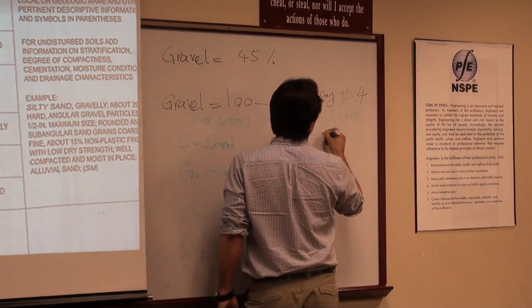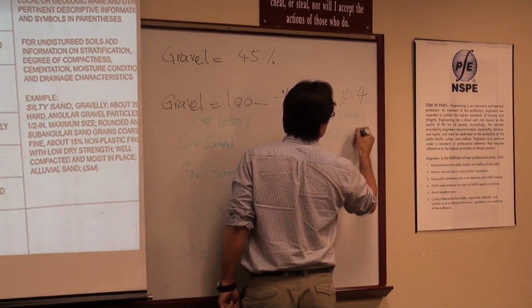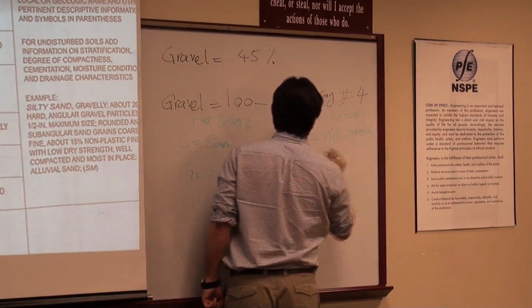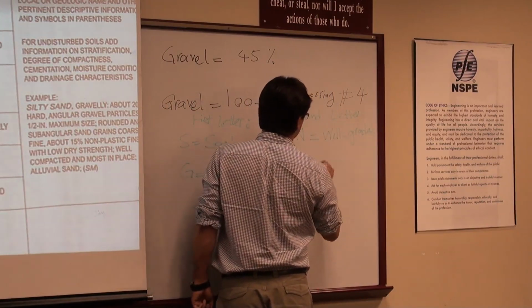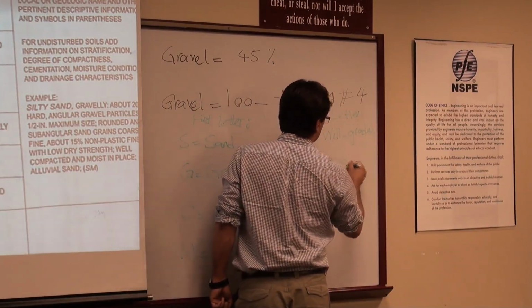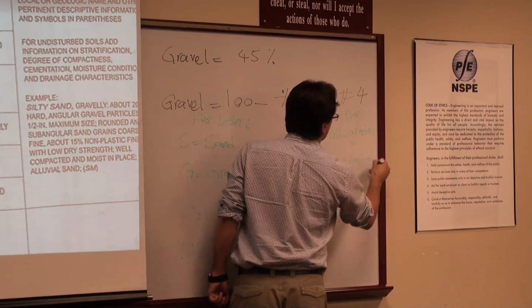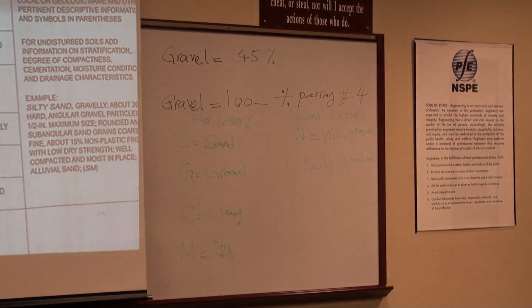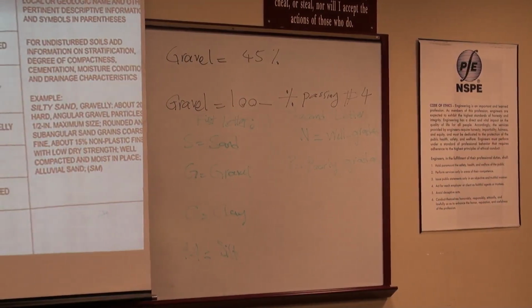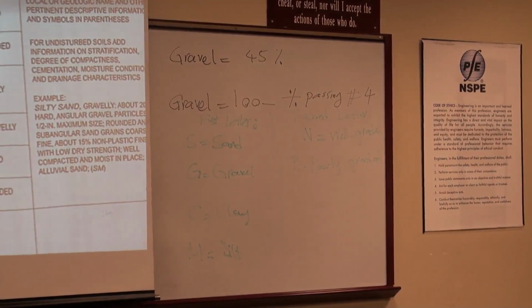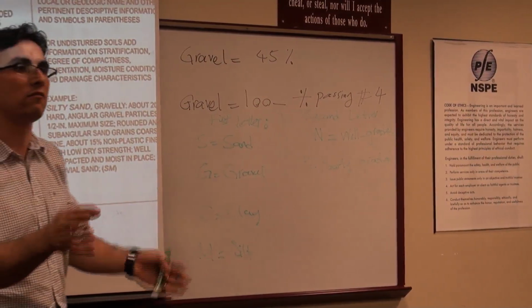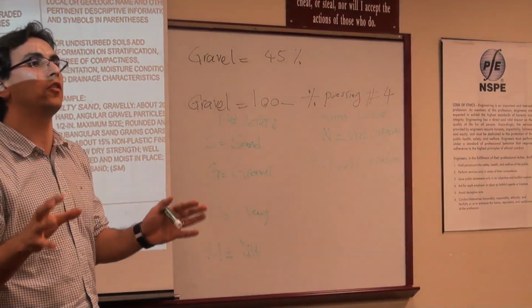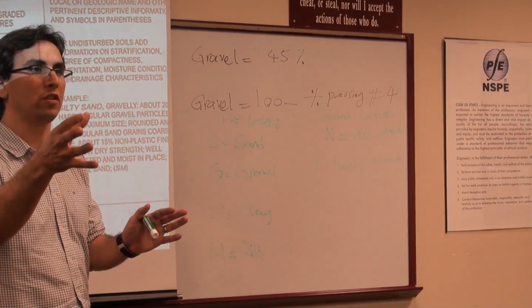Second, W stands for well graded. P stands for poorly graded. Those two letters, we use those when we have clean sand or clean gravel. We don't need to be worried about the fine content. We can just classify our soil based on the coarse portion of our soil.